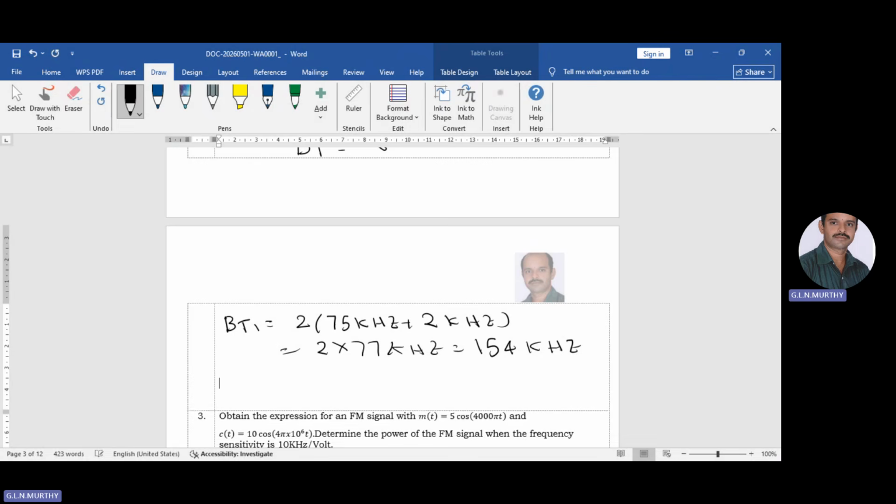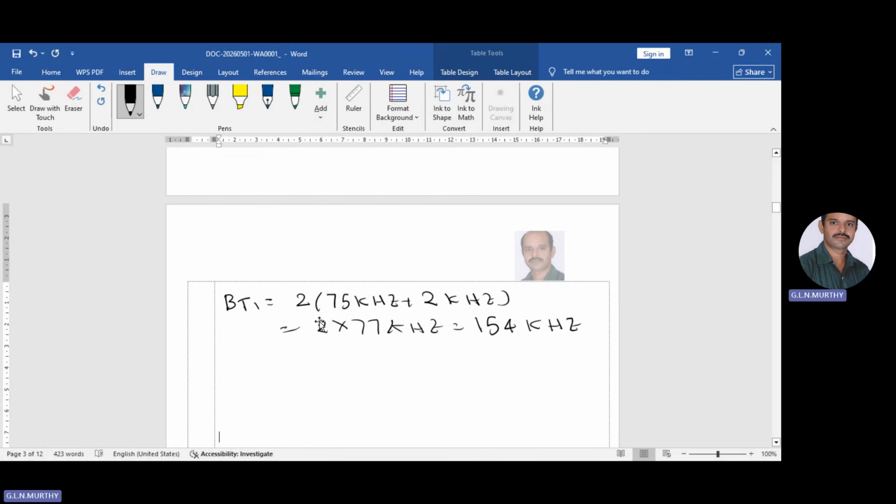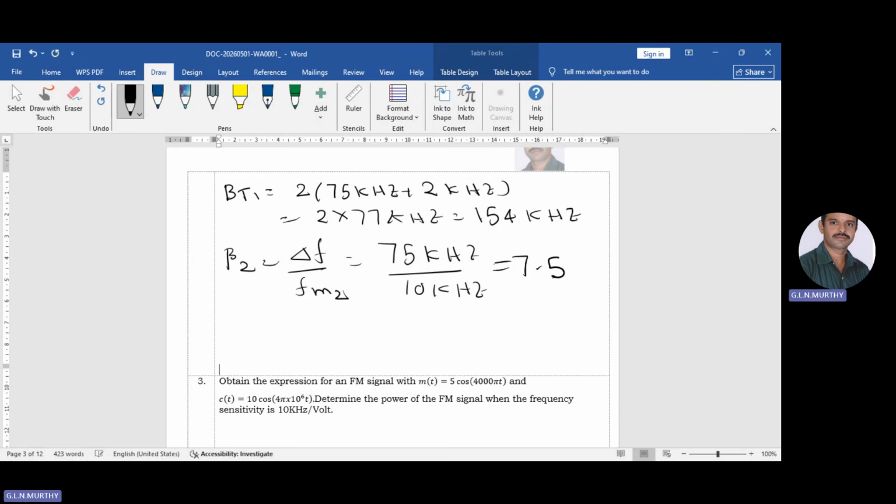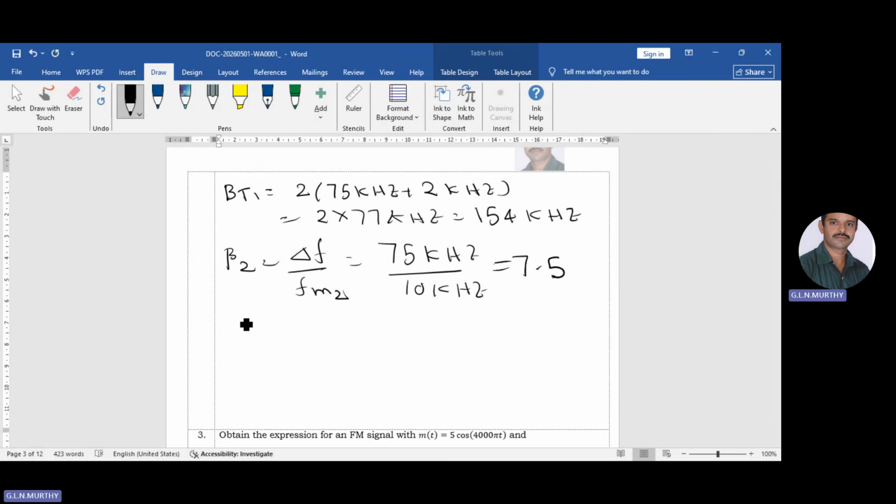Similarly, we can estimate the other one also. Beta 2 equals delta f by fm2. Delta f is 75 kilohertz and fm2 is 10 kilohertz. So again, this is 7.5. Here again, the value of beta is large. Beta 2 is also large. The modulation indices beta 1 and beta 2 correspond to the two cases. It is larger, so again it is wideband FM.